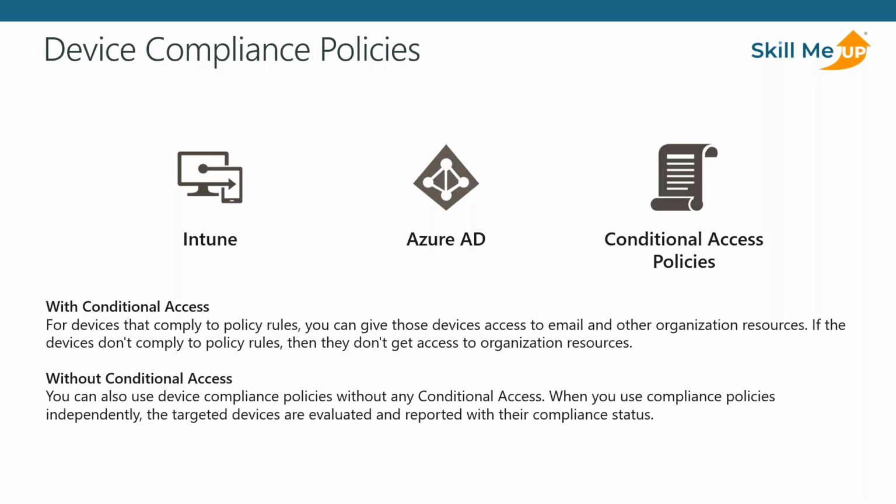Now, of course, we can utilize this with conditional access or without conditional access. So for devices that comply to policy rules, you can give the devices access to the applications that you need. If the devices don't comply to the policy rules, then they don't get access. Now, you can also use device compliance policies without conditional access. So a compliance policy is different and independent from a conditional access one, and this will target devices and then evaluate the devices and utilize the reported compliance status. So you don't always have to use a conditional access policy. You can get away with using a device compliance policy, which is available in Intune.